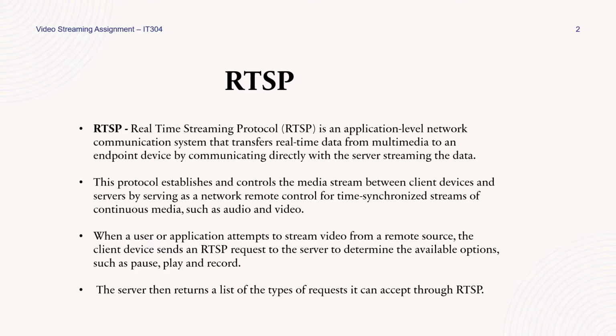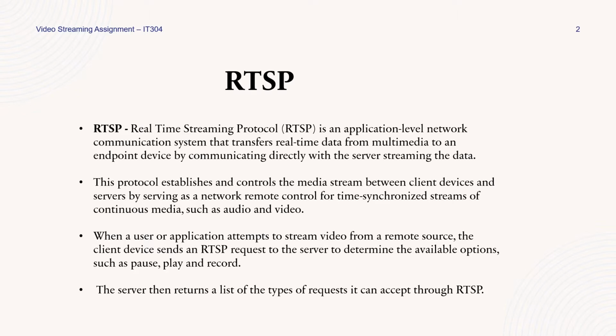Real-time streaming protocol is an application level network communication system that transfers real-time data from multimedia to an endpoint device by communicating directly with the server streaming the data. This protocol establishes and controls the media stream between client devices and servers by serving as a network remote control for time synchronized streams of continuous media such as audio and video.